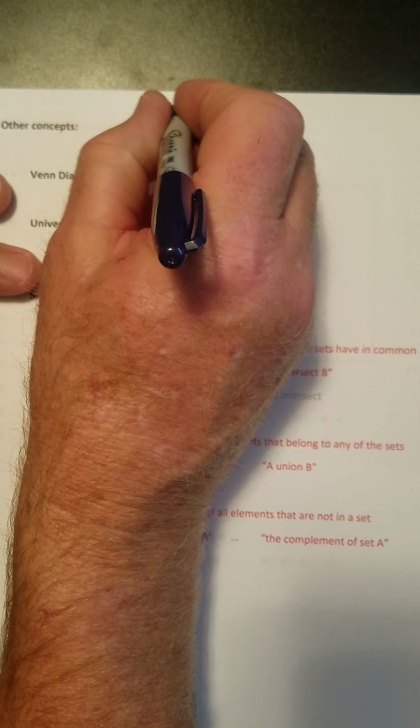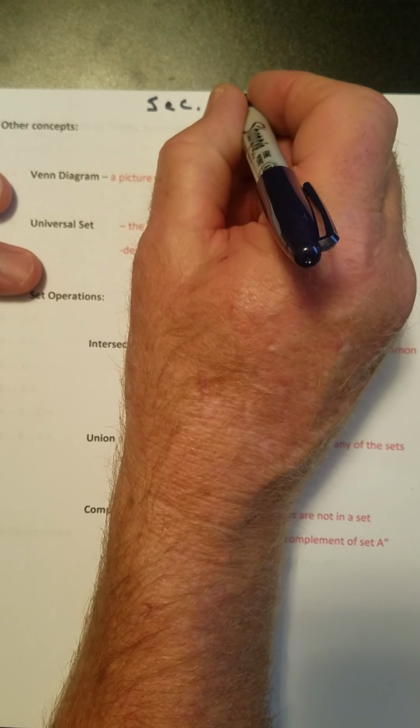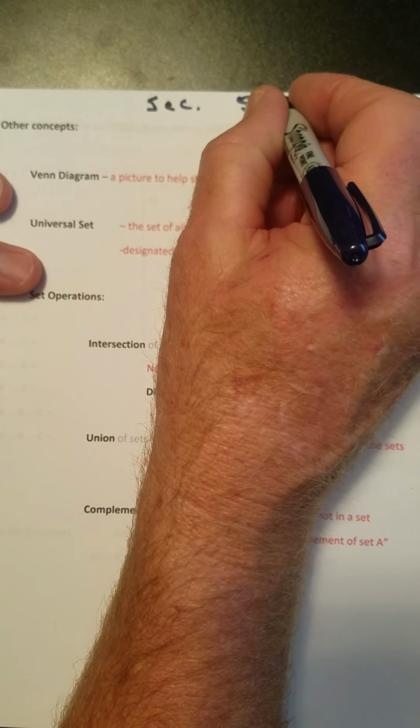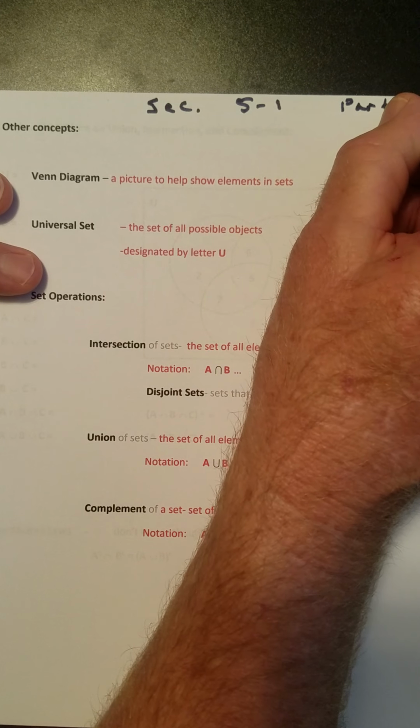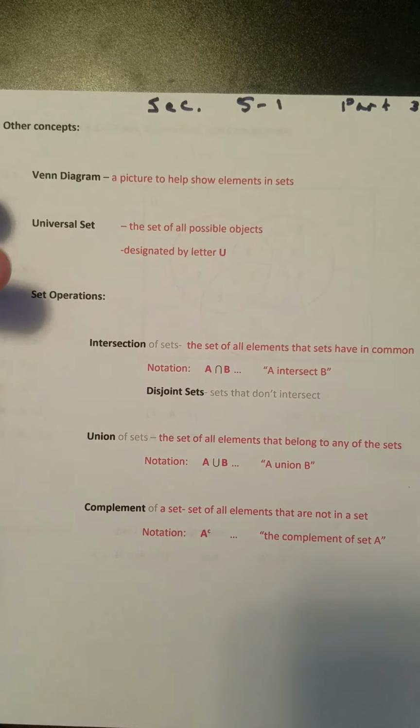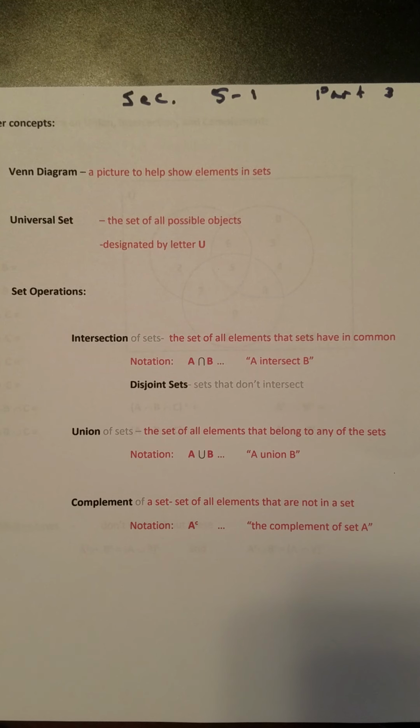Okay, this is section 5.1, and this is part 3. So in the first part I talked about sets and definitions and notation and things like that. And in part 2 we got into subsets, spent a lot of time on that. And now the third part has to do with operations.